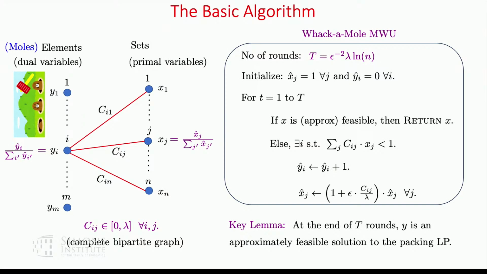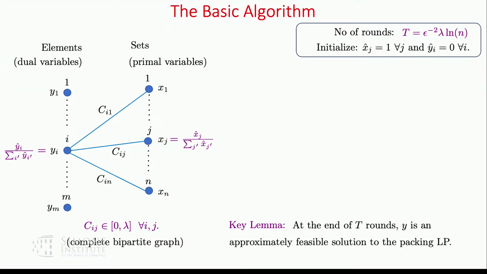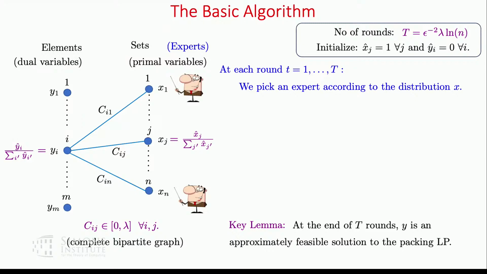Okay. So now the proof of the key lemma. Here we will just invoke the experts setting as follows. We will just assume that each set corresponds to an expert, and we are in this following scenario. There are T rounds. Now, at the start of each round, we pick an expert according to the distribution X, because X is a distribution, because it has L1 norm 1.